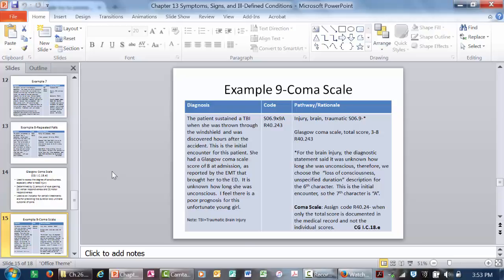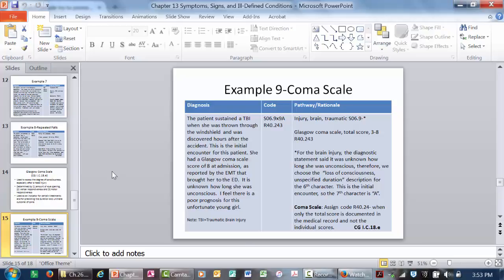I've walked you through how we get those codes, and the Glasgow Coma Scale with a total score. In this case, her total score was 8. It falls within the range of 3 to 8. And when you look in your alphabetical index, you'll see the ranges there. The lower the score, the poorer the outcome.